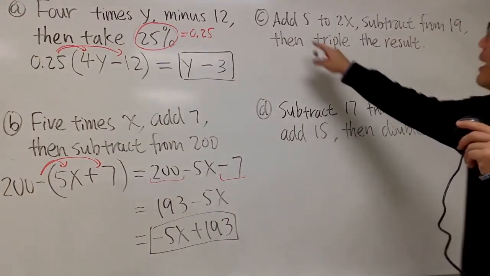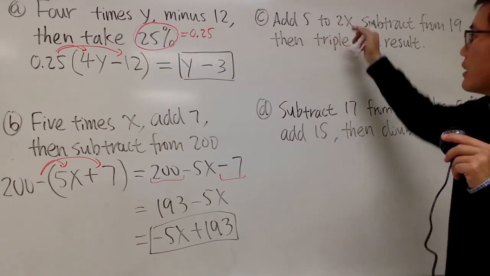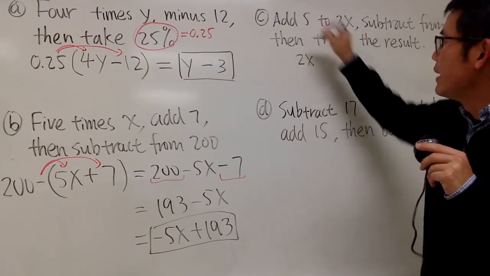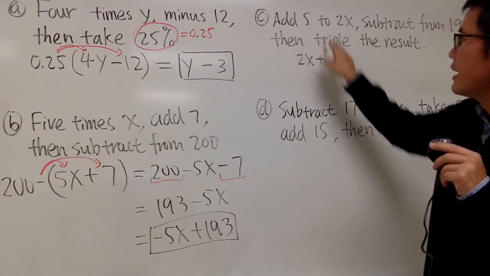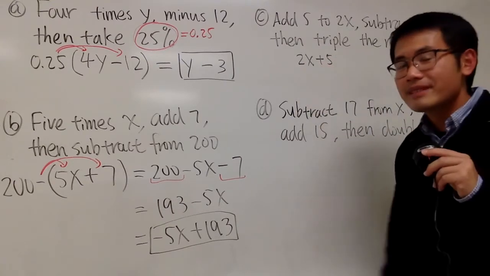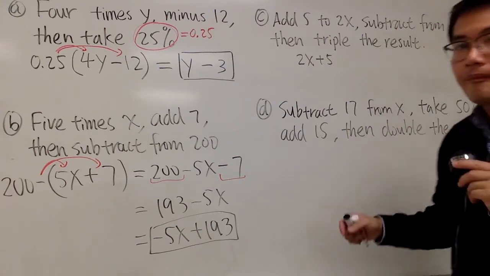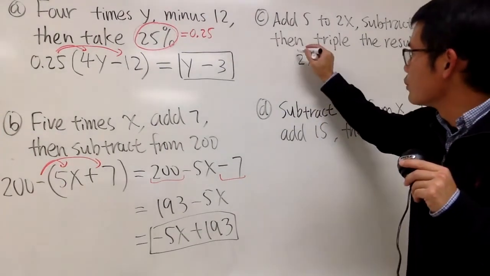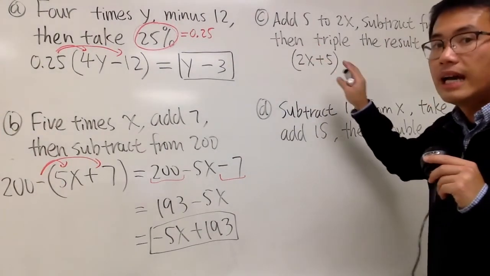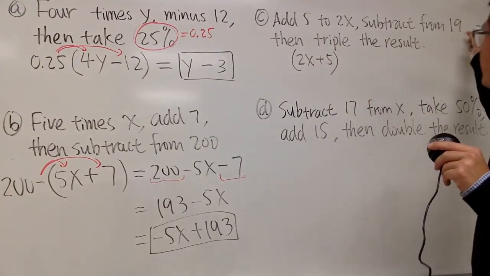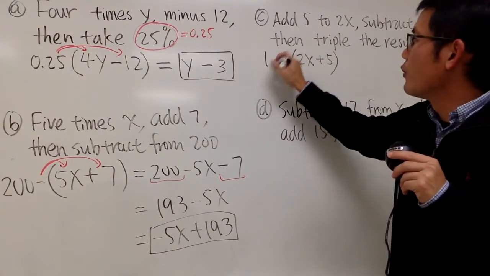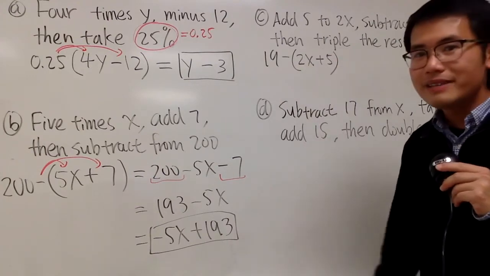Okay, C. We are going to add 5 to 2x. So let me put down the 2x first. And then we will add 5. Because this is saying add 5 to 2x, right? And then we'll subtract this from 19. Again, this right here, we have to do it first. So I'll put down a parentheses, and then we'll subtract this from 19. So in fact, the 19 will go first, and then minus that, right?